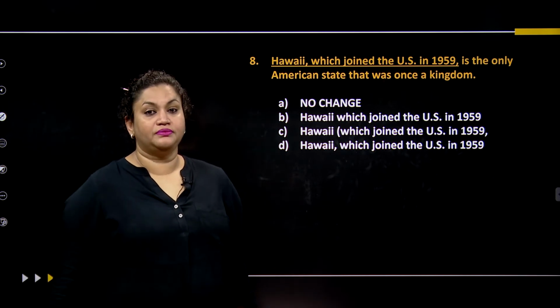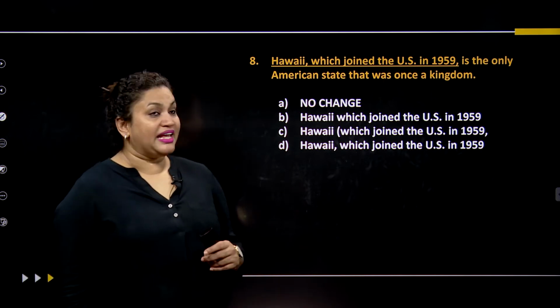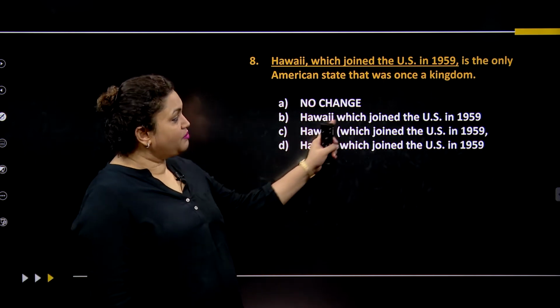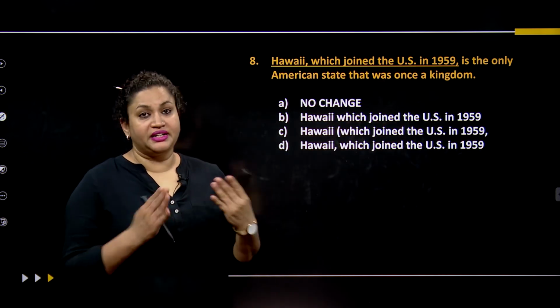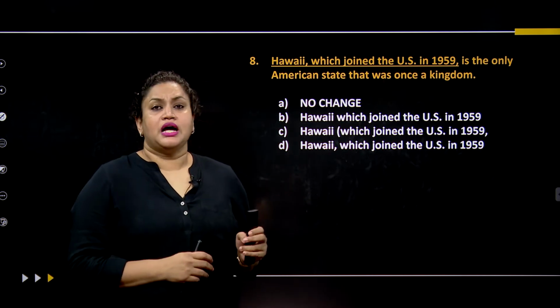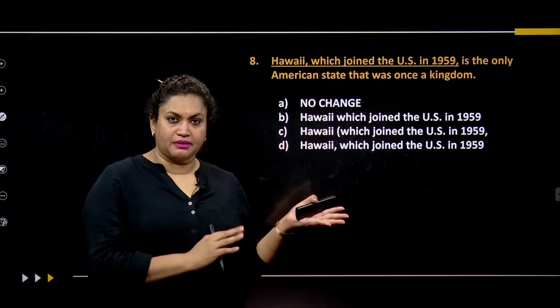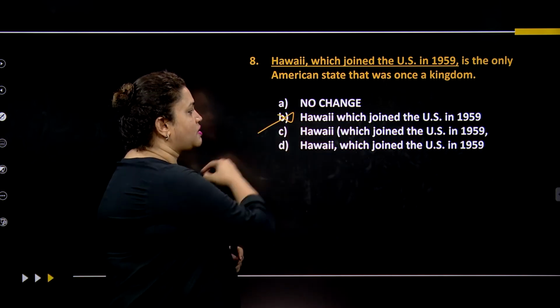I know the answer, but I will definitely work on the elimination process. Hawaii, which joined the US in 1959. Definitely it is wrong, because I've always said if you are giving more information about the subject, you should always start with a comma. Therefore, there is no comma here, this is gone.